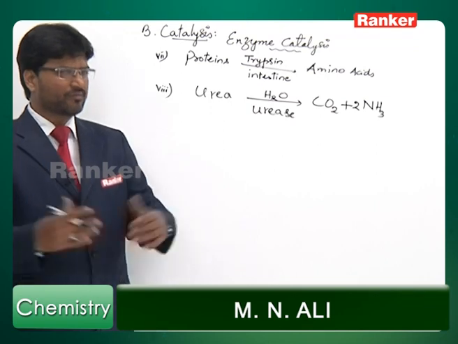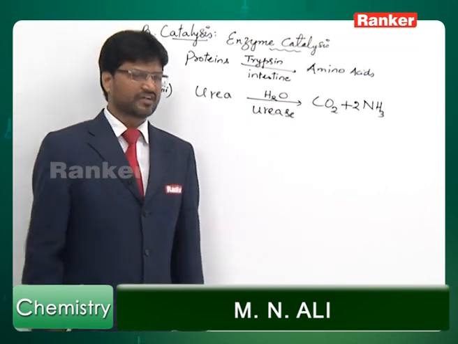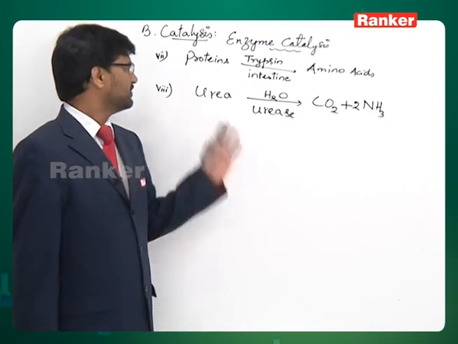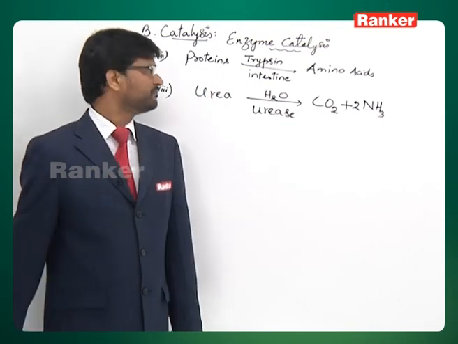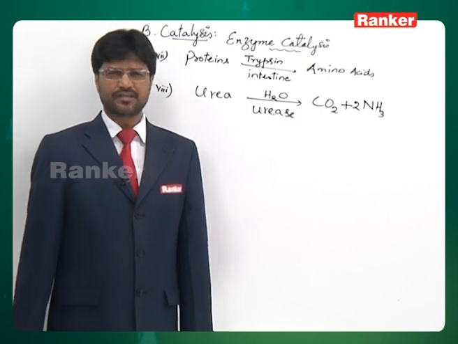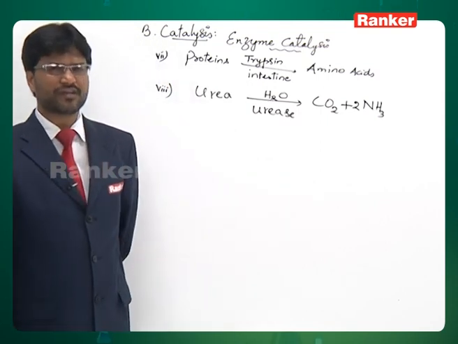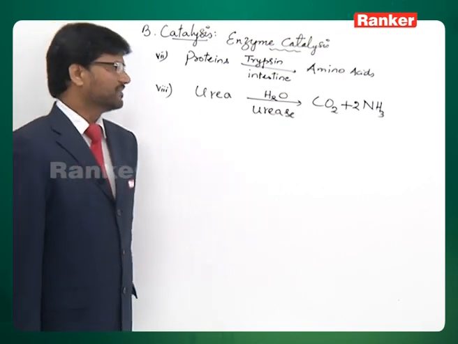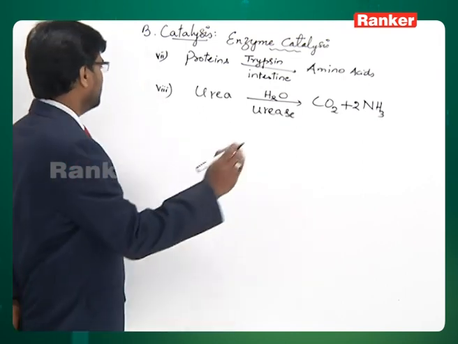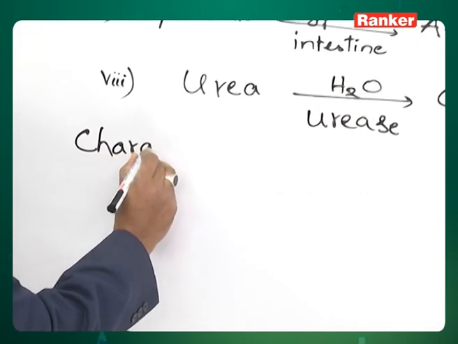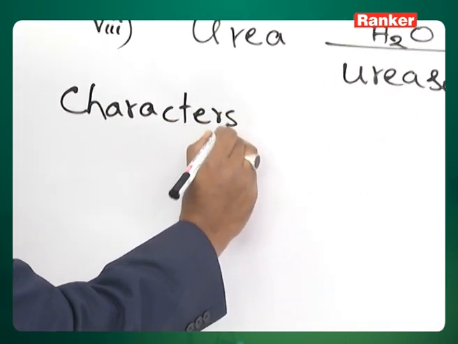Larger molecules can be broken down into smaller molecules. For example, starch is broken down into glucose by the enzyme amylase, and proteins can be broken down into amino acids by the enzyme trypsin, which is present in the intestine. So these are a few examples where enzymes act as catalysts. Now let's talk about characteristics of enzyme catalysts.